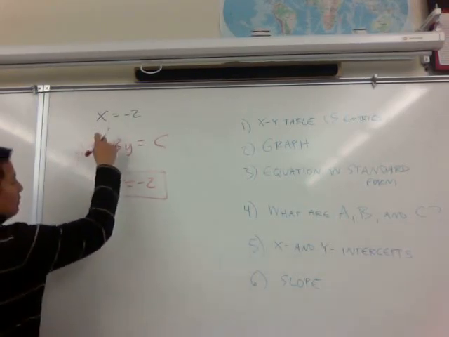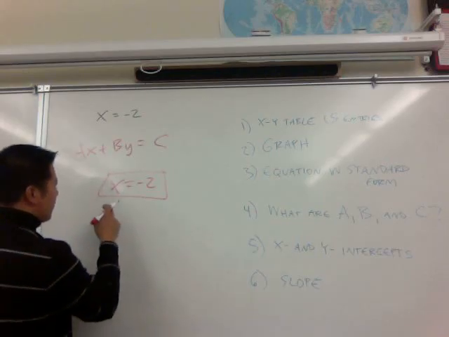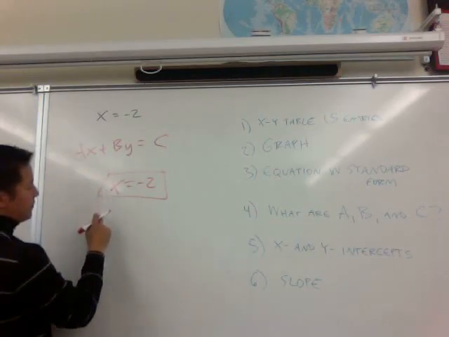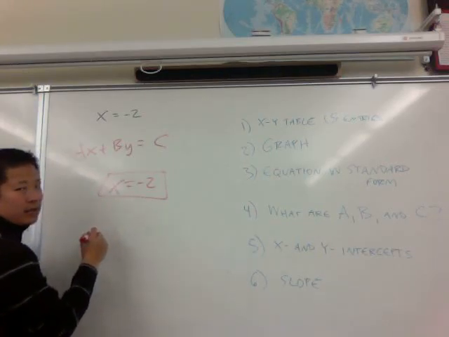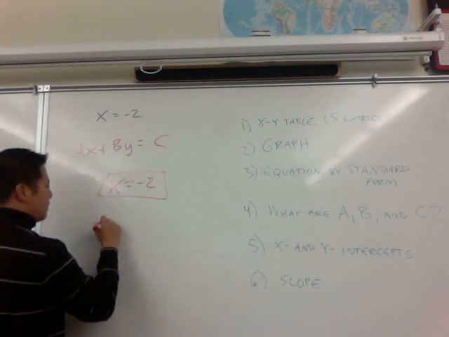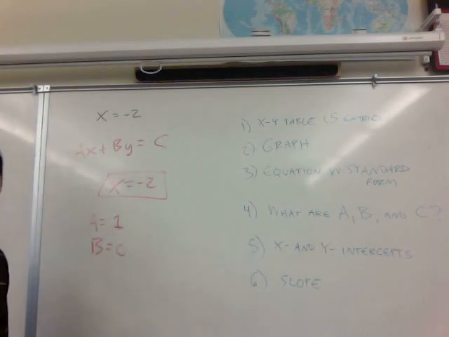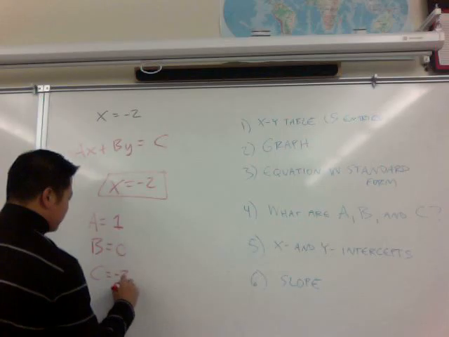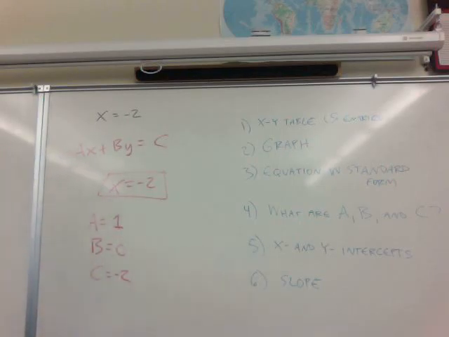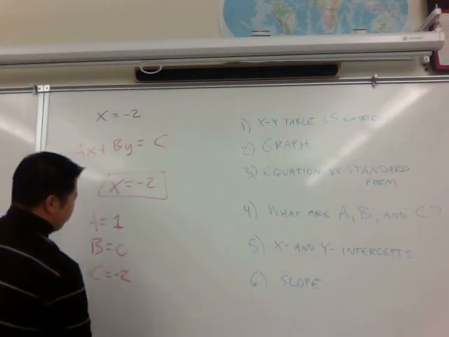So A, well, this is an interesting one. What is it? What is the coefficient there? Well, when it's just 1x, I just said it. It's 1. There's no y term. So B is 0. C is equal to -2. That's pretty straightforward.